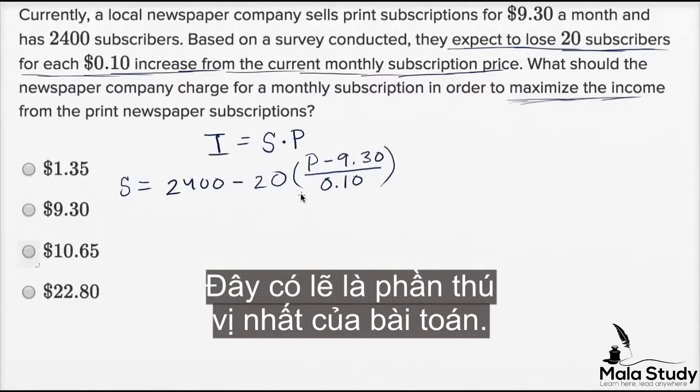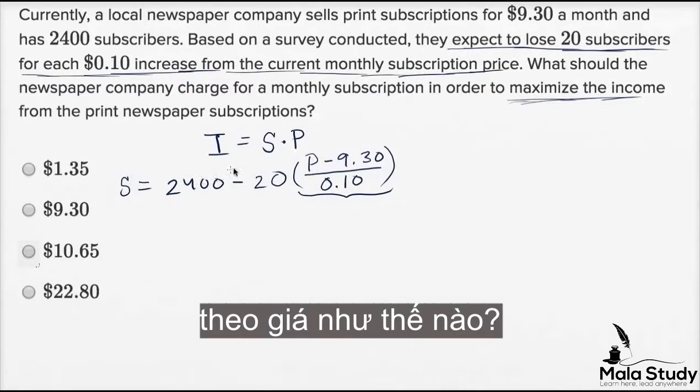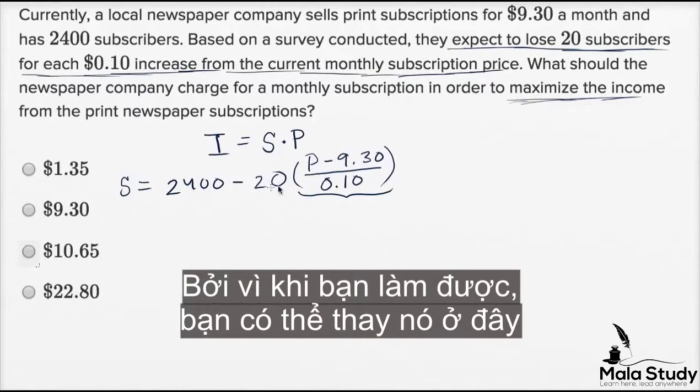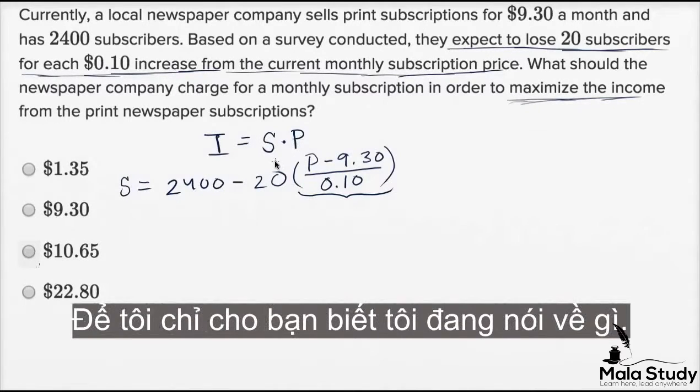And then for every one of those dimes, we're going to lose 20 subscribers. So this is probably the most interesting part of this problem. This is kind of the crux of it. How do you set up subscribers as a function of price? Because once you do this, you can then substitute back in here, and then you're going to have income purely as a function of price. Let me show you what I'm talking about.